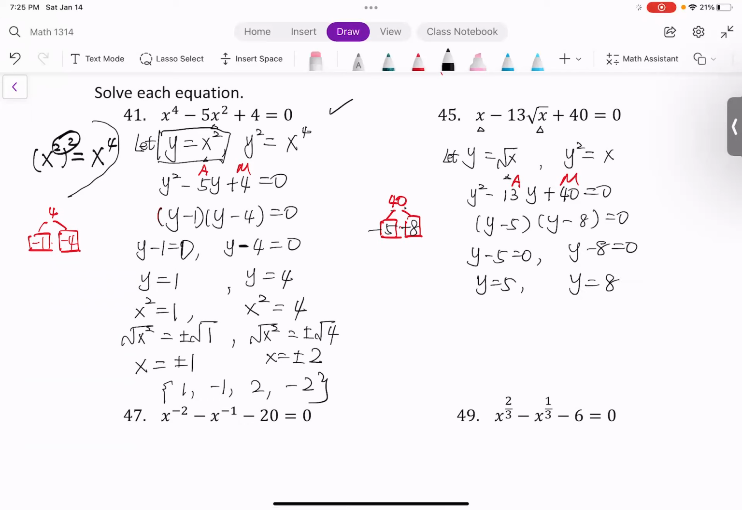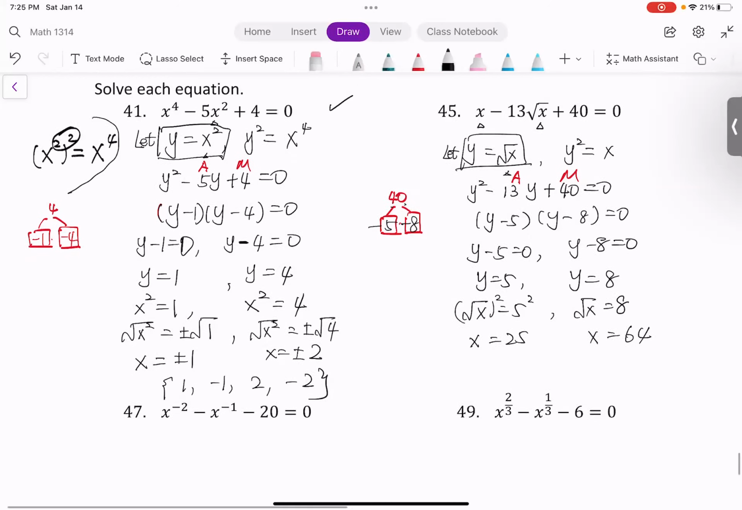We are not done because we're solving for x. We know that y equals square root of x. Square root of x equals 5. Square root of x equals 8. We must square both sides to get rid of the square root. So you square both sides. We have x equals 25, and x equals, you square 8, that's 64. So we have two solutions. One is 25, one is 64. You can also go back to check if they are solutions for your equation.